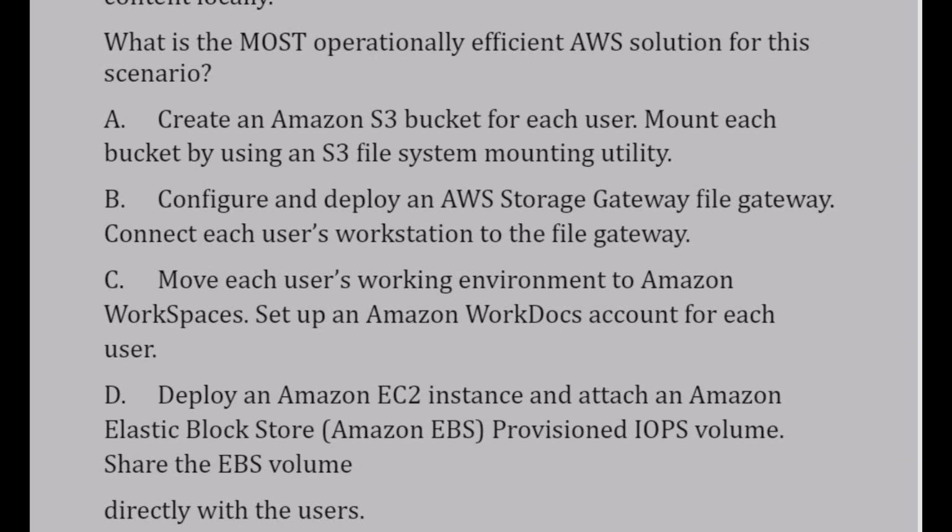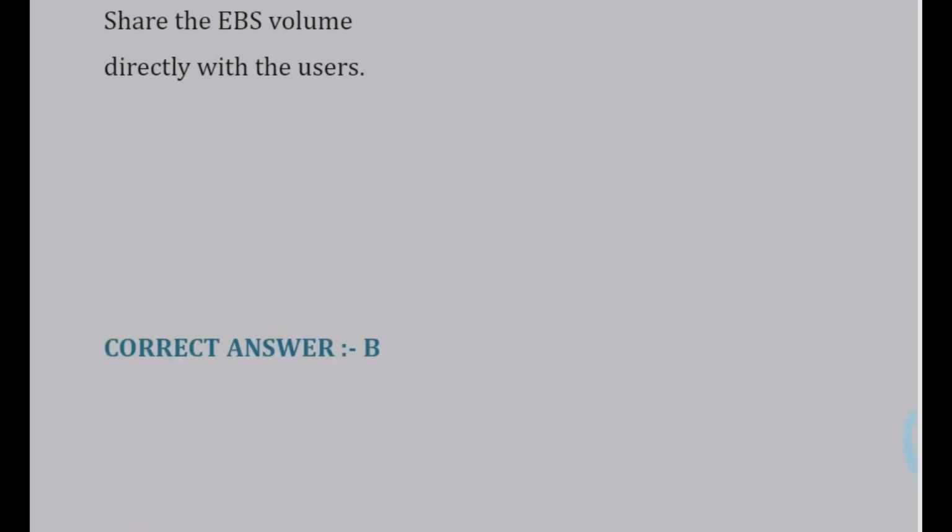Option C. Move each user's working environment to Amazon Workspaces. Set up an Amazon WorkDocs account for each user. Option D. Deploy an Amazon EC2 instance and attach an Amazon Elastic Block Store (Amazon EBS) provisioned IOPS volume. Share the EBS volume directly with the users. Correct answer is option B.